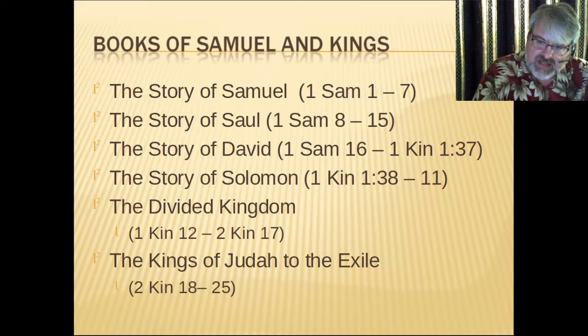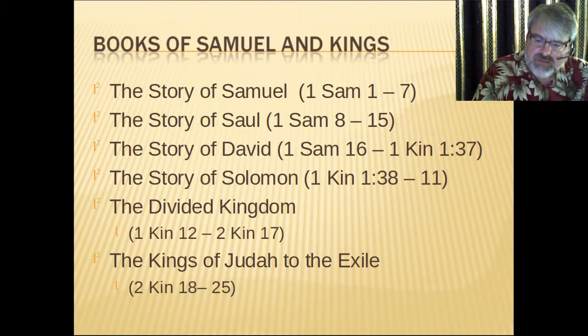As you see the outline, the story of Samuel, we see in 1 Samuel 1 through 7, he is called the last judge of Israel. The story of Saul, the first king of Israel, 1 Samuel 8 to 15. And the story of David picks up before the story of Saul is over, 1 Samuel 16 to 1 Kings 1:37. And the story of the third king, Solomon, is actually a lot briefer, 1 Kings 1:38 to chapter 11.